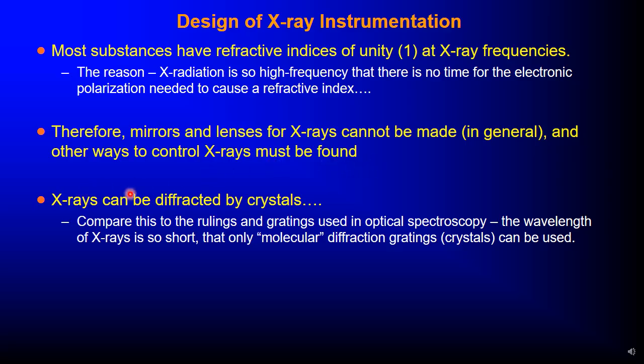So X-rays can be diffracted by crystals, just like we do in other optical spectroscopy, where we use Echelle gratings. The wavelength of X-rays is so short that only molecular diffraction gratings can be used.